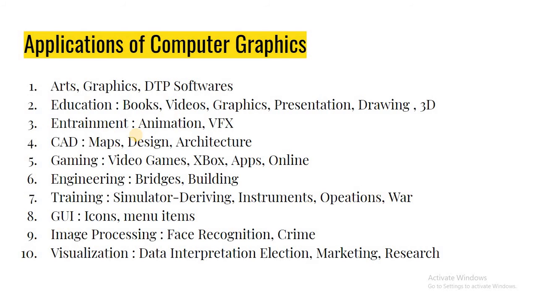In training, it is very simple. For example, training of flying an aeroplane, training of driving a car, training of any operation related to medical science, training of a war. In all these situations, computer graphics provides the simulator. Simulator just means providing a situation. For example, you are flying an aeroplane, you have all the feelings, all the controls used for flying an airplane, but it is just in simulation.